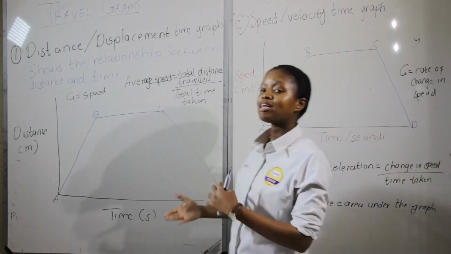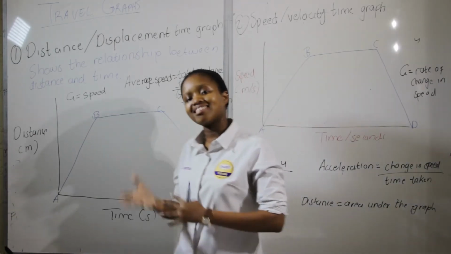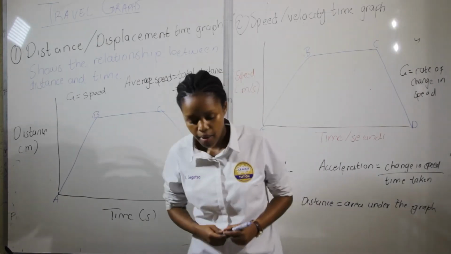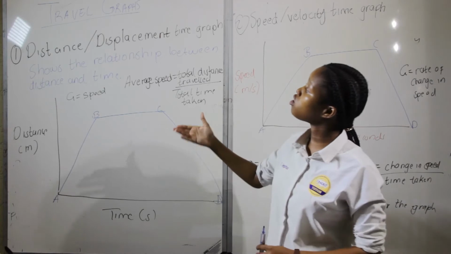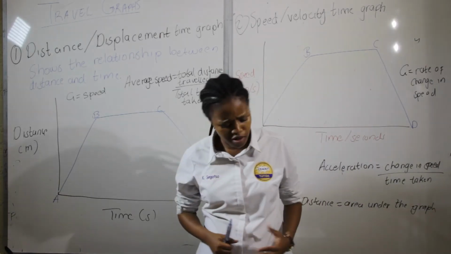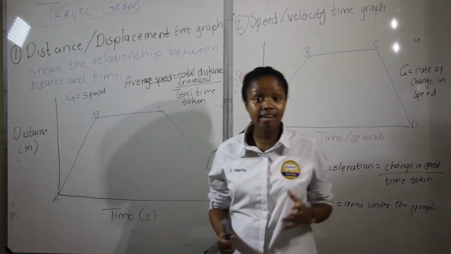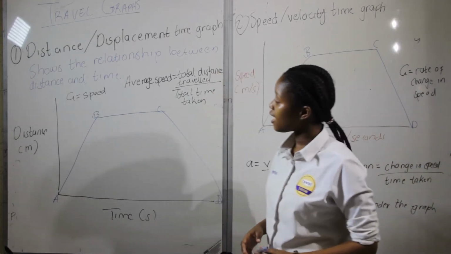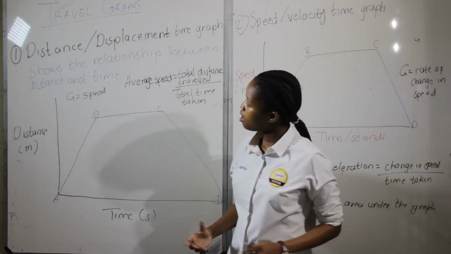This is a topic that you may have covered in physics, so maybe you can say it's a repetition. But we also have a mathematical way of calculating this. So we have two graphs. We have what we call the distance, displacement, time graph. What can you say the distance, displacement, time graph is? This is a graph that shows the relationship between distance and time, how distance and time change with each other.